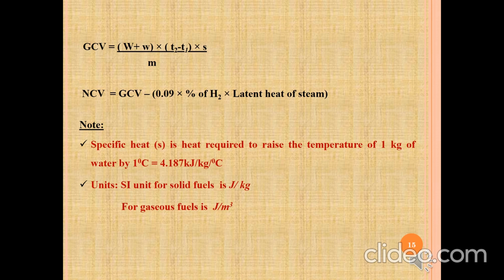Next, the formula to calculate net calorific value or NCV is given by GCV minus 0.09 into percentage of hydrogen into latent heat of steam. Here we should note that specific heat of water is the heat required to raise the temperature of 1 kg of water by 1 degree Celsius, which is equal to 4.187 kilojoules per kg per degree Celsius. The SI unit for a solid fuel is joules per kg, whereas the SI unit for gaseous fuel is joules per meter cube.